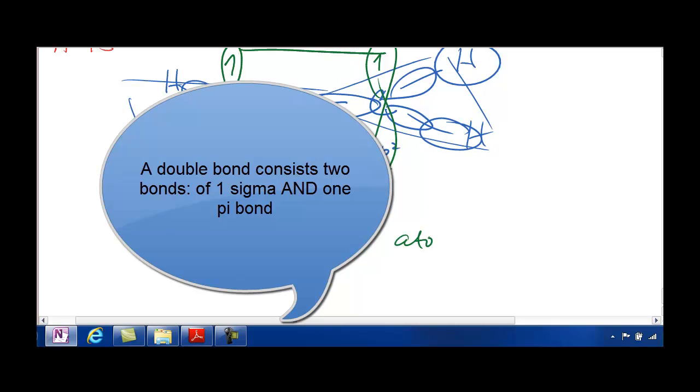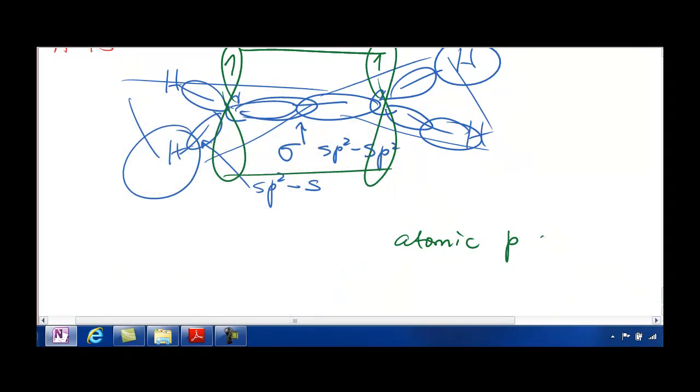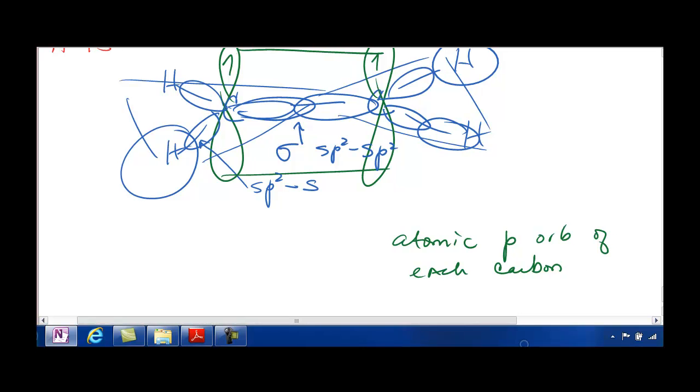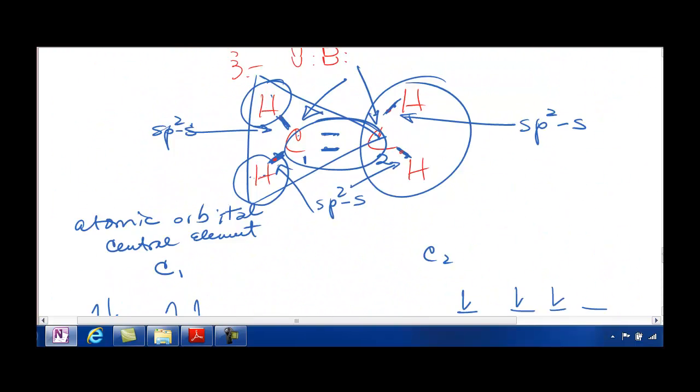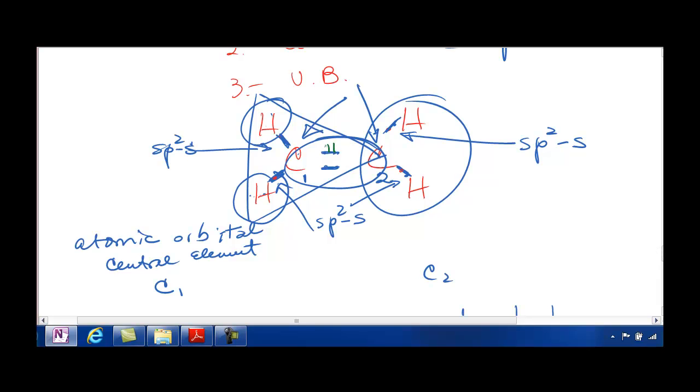So this right here, with an atomic p orbital of each carbon, is going to trigger a pi bond. So when I put my Lewis dot and I put a double bond, one's going to be a pi, and all the other ones are going to be sigma. Single bonds are always sigma. And when you have a double, one sigma, one's pi. When you have a triple, one sigma, two are pi. And this is what it looks like.